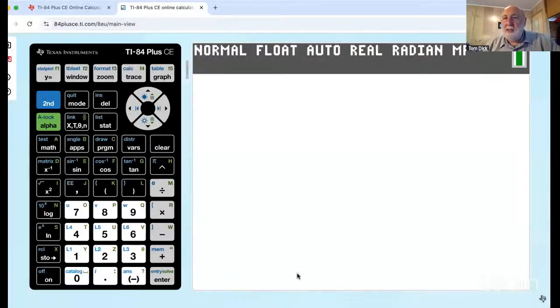Let's see if I can do this. Okay. All right, I'm going to try to share my TI-84. I'm actually using the online version of the 84. That's been working pretty well for me, and so I like using it.